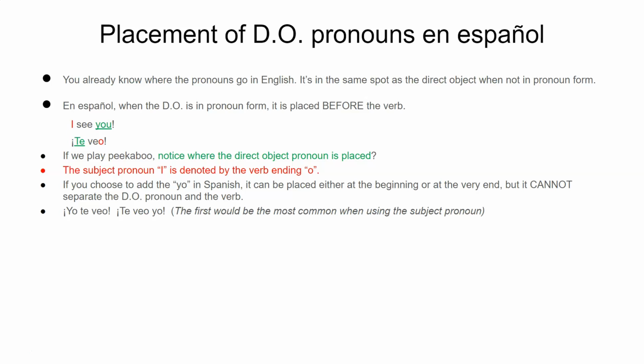So look at these two sentences. I see you, te veo. Notice the red, I, and the O at the end in the Spanish. Those are opposite ends of the sentences, but they both mean I. And the you and the te, those are both you, but they're at opposite ends of the sentences. So if we play peekaboo with each other, notice where the direct object pronoun is placed. It's before the conjugated verb. The subject I is denoted with the verb ending O in Spanish. If you choose to add the yo in Spanish, it can be placed either before or at the very end, but it cannot separate the direct object and the verb. Yo te veo, or te veo yo. However, the first is the most common.